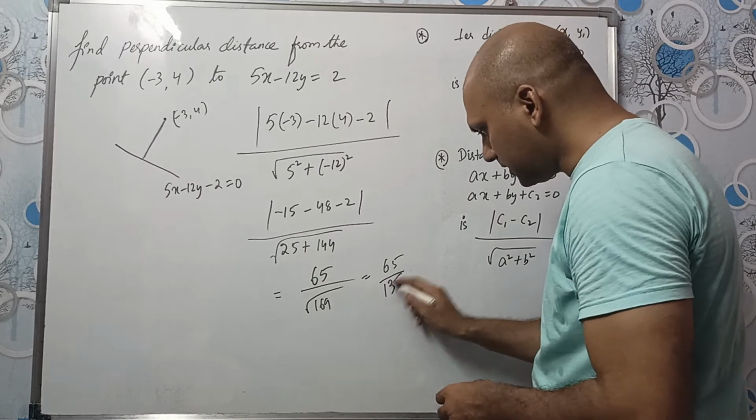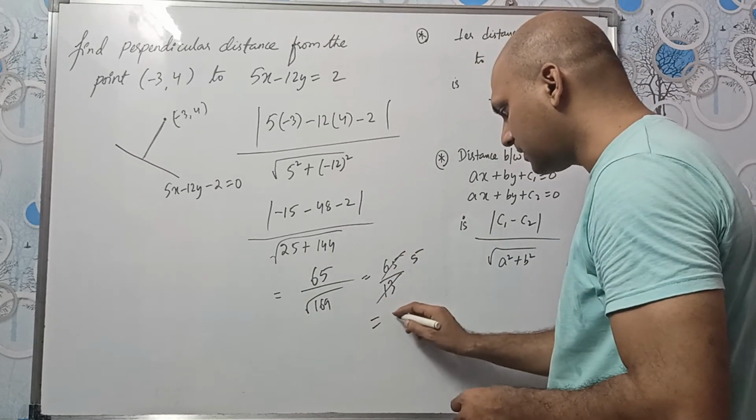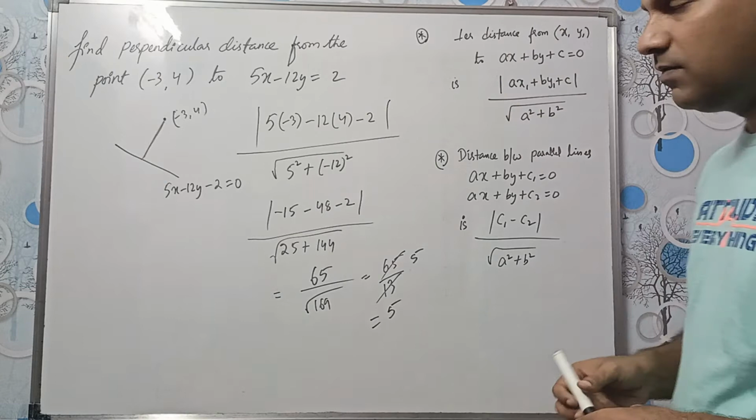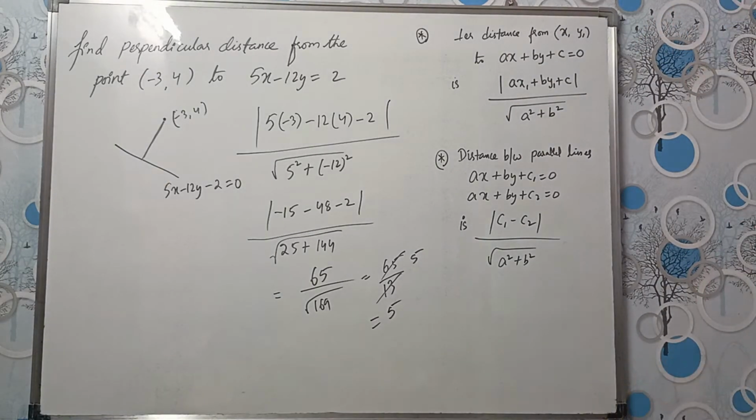Will it go 5 times? Yes, 13 fives are 65. So the distance is how much? 5 units.